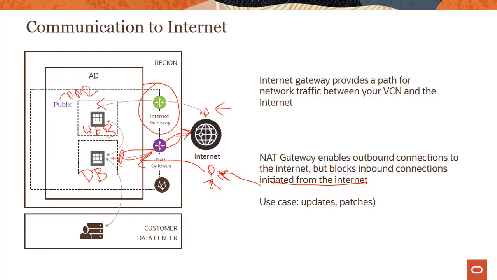Both these gateways are highly available, secure, and scalable. This is the whole idea of software-defined networks. You don't care about the throughput or whether they are highly available. We manage all that, and we make these fault tolerant for customers.